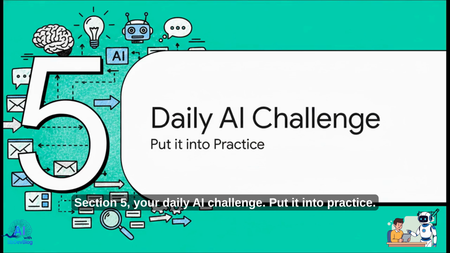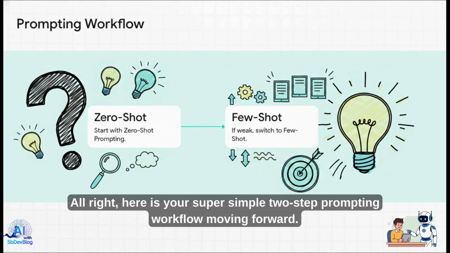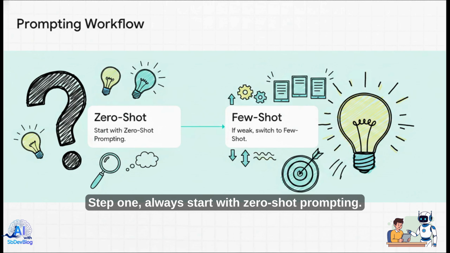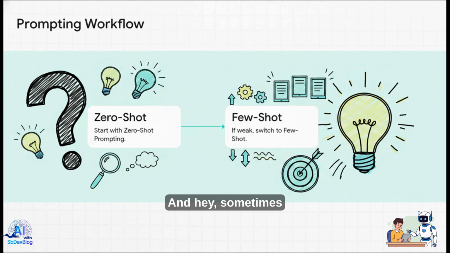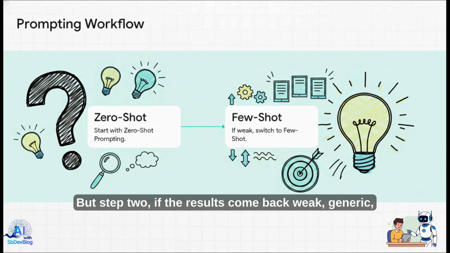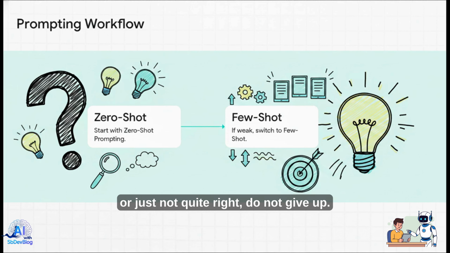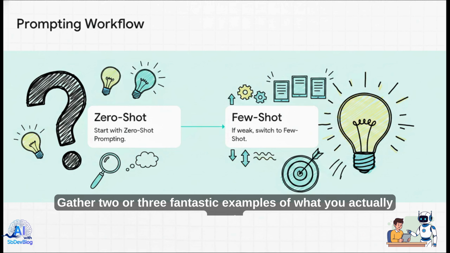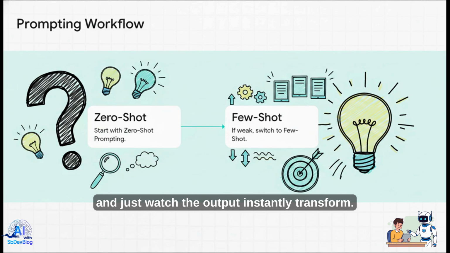Section 5, your daily AI challenge. Put it into practice. All right, here is your super simple 2-step prompting workflow moving forward. Step 1, always start with zero-shot prompting. Just jump in and ask for what you want. It's fast. And hey, sometimes the AI just nails it on the very first try. But step 2, if the results come back weak, generic, or just not quite right, do not give up. Simply pivot to few-shot prompting. Gather 2 or 3 fantastic examples of what you actually want, feed them right back into the prompt, and just watch the output instantly transform.